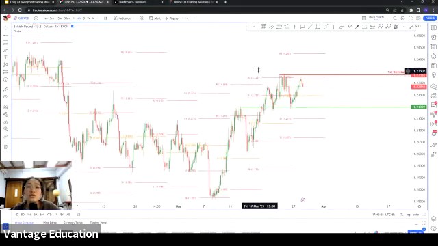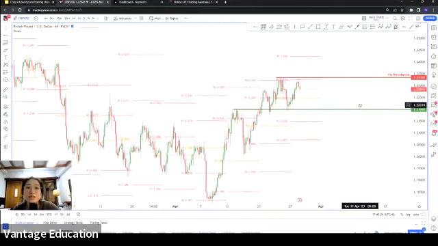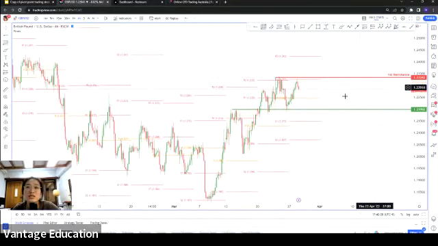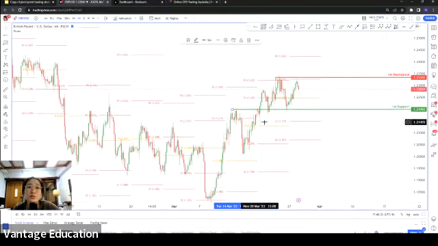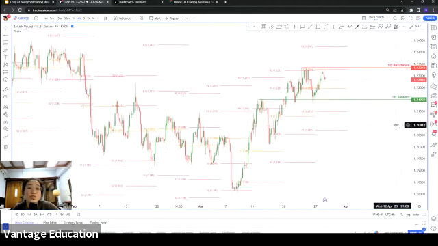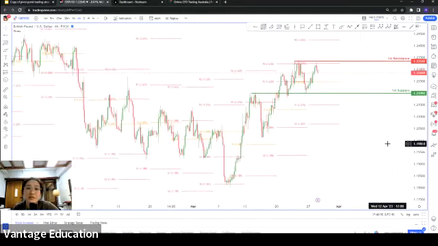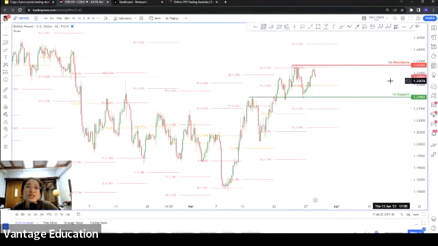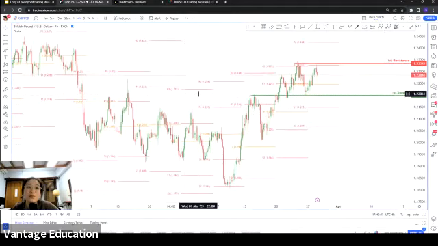So here I have my one resistance level that lines up with another resistance level, and this is my first resistance that I identified earlier. This is my first support level that I identified earlier. However, I can see that my first support level doesn't line up with any of the pivot points or support and resistance levels that we've used for the indicator. So let's see if we can find any other levels that are more significant.